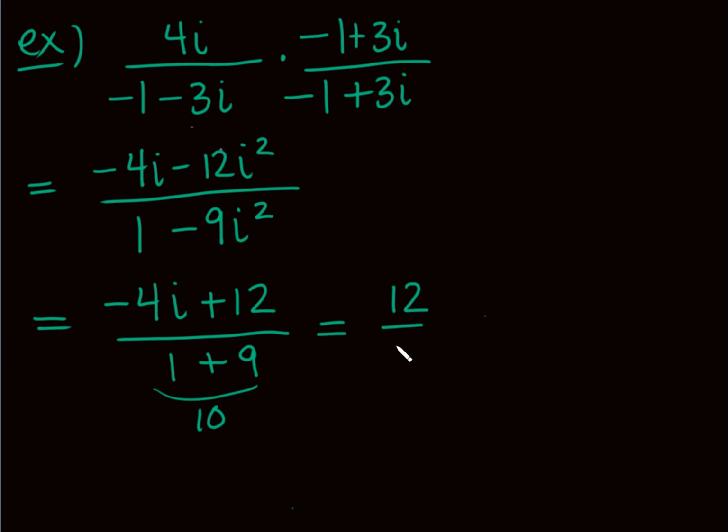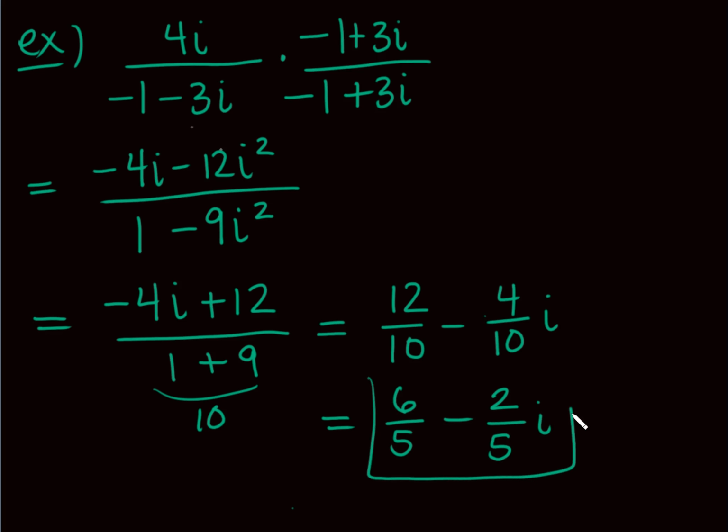So I get 12 over 10 minus 4 over 10i. And then don't leave it like that. You need to reduce your fractions. So 6/5 minus 2/5 i. That is my final answer. That is these two complex numbers divided.